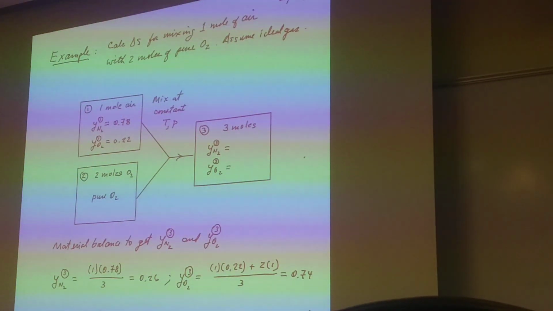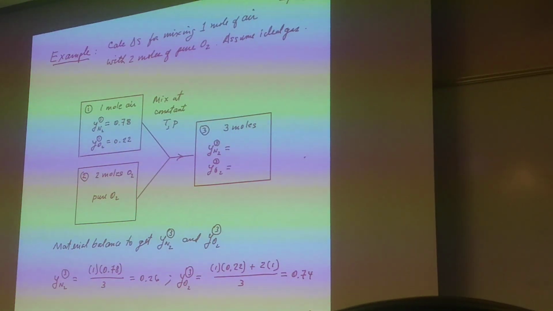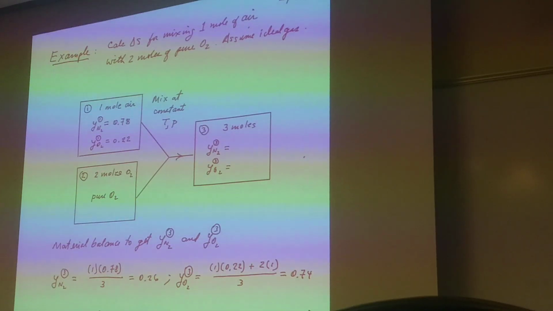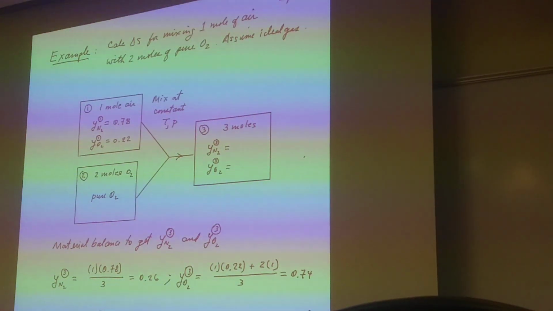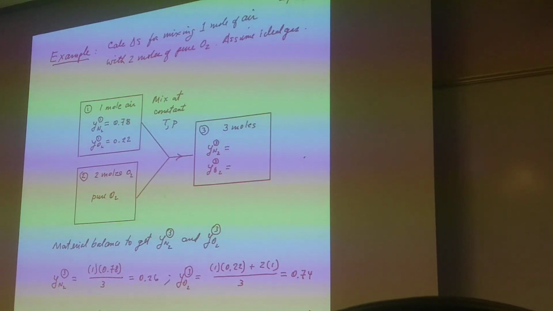What we're asked to do here is to calculate the entropy change for mixing 1 mole of air with 2 moles of pure oxygen. And again, we're in the context here of ideal gases. So the diagram of the process is shown below. We're mixing at constant temperature and pressure. And we have system 1 here.